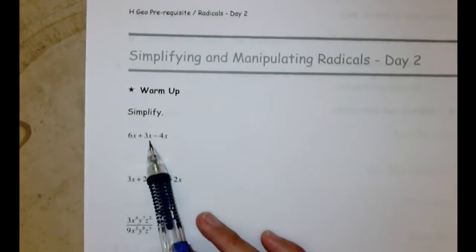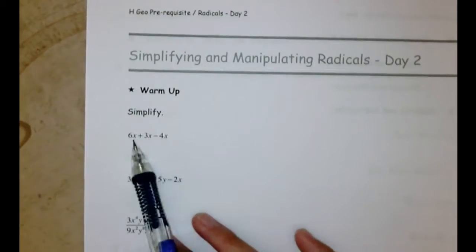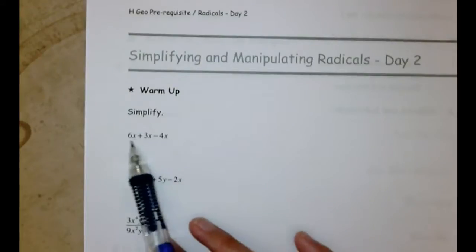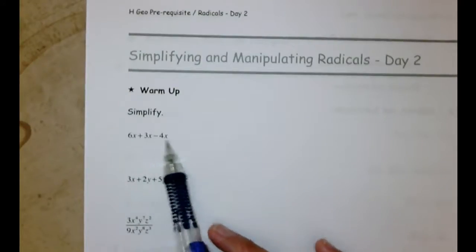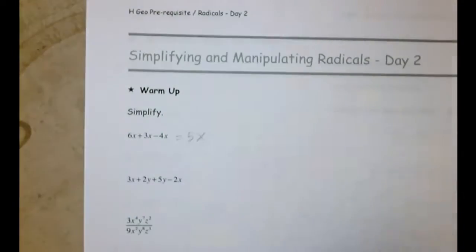6x plus 3x minus 4x, these are all the same x. There's no square or y or anything, so you can combine them, right? So that's 9x minus 4x, which is 5x.